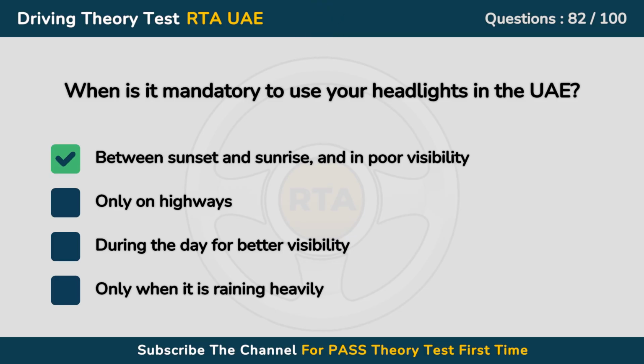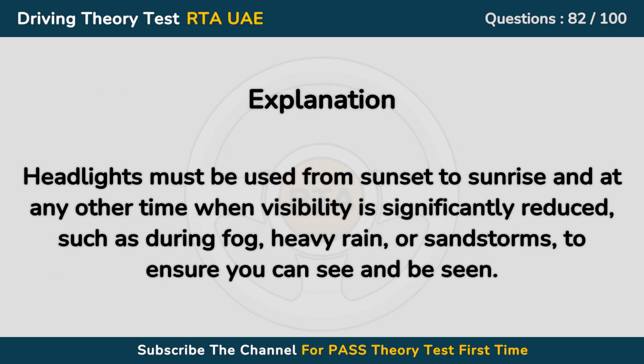Answer is A. Between sunset and sunrise and in poor visibility. Headlights must be used from sunset to sunrise and at any other time when visibility is significantly reduced, such as during fog, heavy rain, or sandstorms, to ensure you can see and be seen.